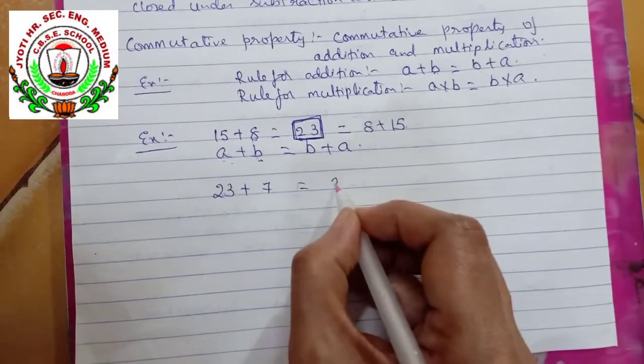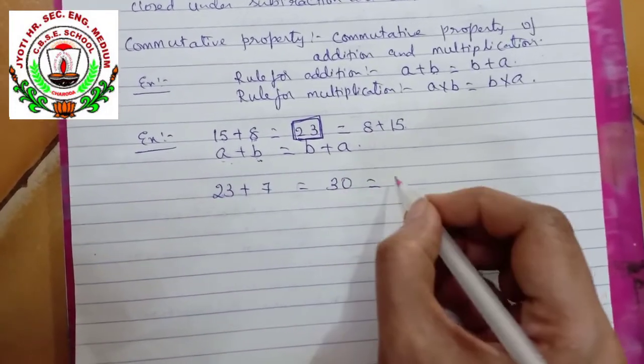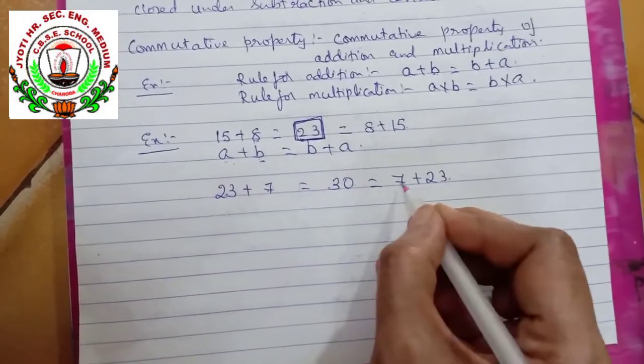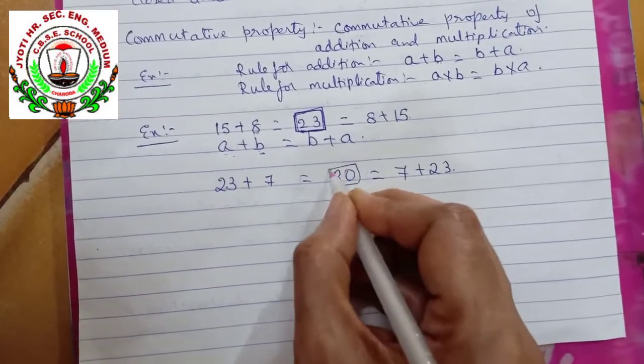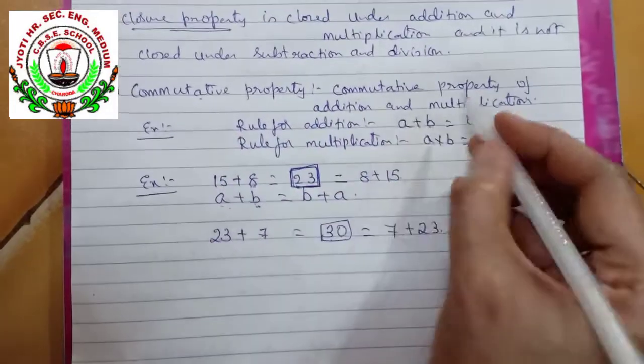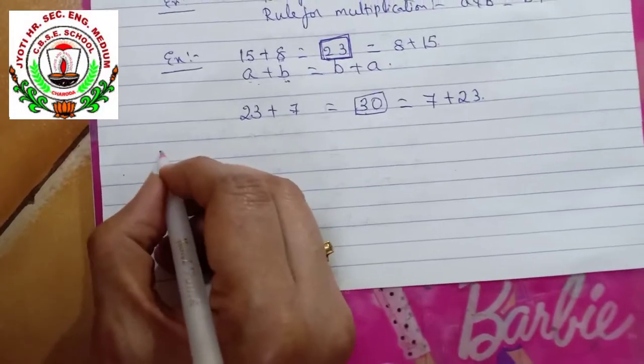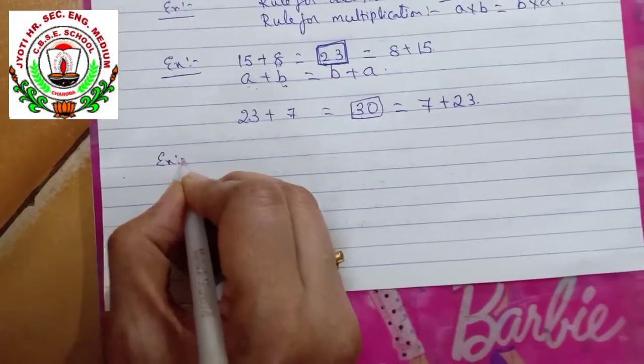One more example, 23 plus 7 is 30, the same as 7 plus 23, which is also 30. This is the commutative property of addition. Similarly, the commutative property for multiplication.